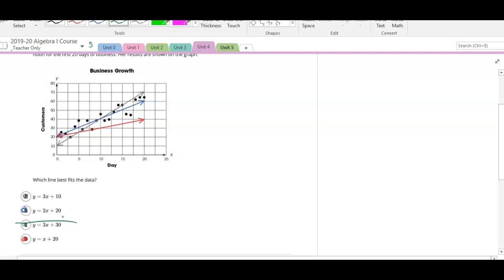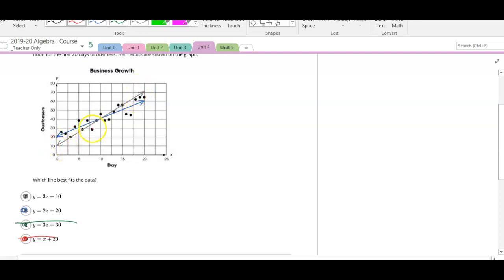We can probably agree that the red line is a little too low, so we don't want that one. But between the blue and the gray, which one is the best fit? Well, that's where we have to look at the number of dots on either side. So the blue line looks like it goes through about 3 of them, and there are 1, 2, 3, 4, 5, 6, 7, 8, 9, 10 above, and 1, 2, 3, 4, 5, 6, 7 below.